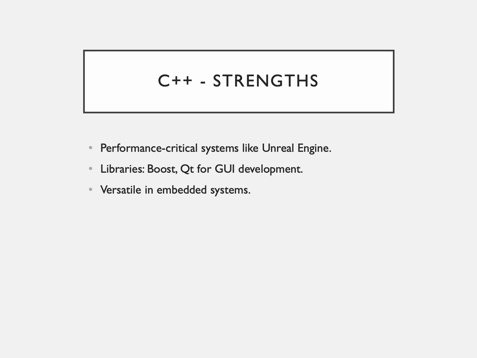Third is versatility in embedded systems. C++ is extensively used in embedded systems, which require direct interaction with hardware. Its low level memory manipulation capabilities combined with its performance make it ideal for devices like microcontrollers, robotics, automotive systems, and IoT devices. For example, many modern cars rely on embedded systems programmed in C++ for their infotainment and safety systems.